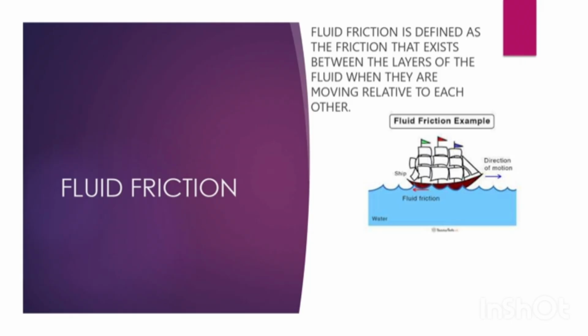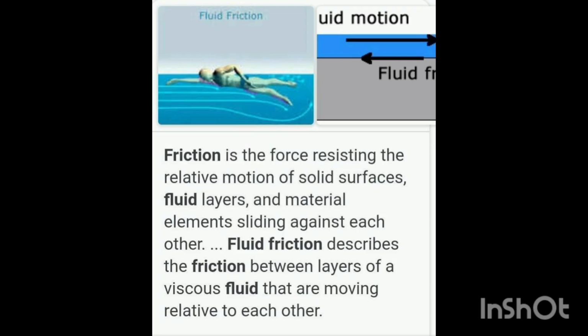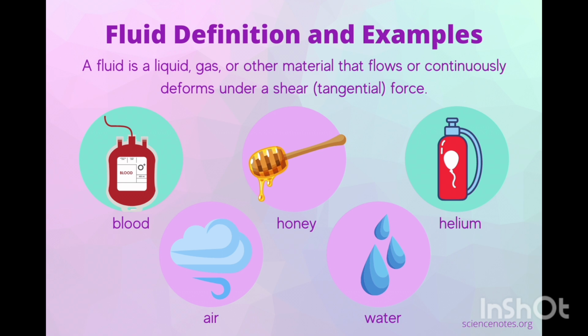Let's see another type of friction, fluid friction. Fluid friction is defined as the friction that exists between the layers of the fluid when they are moving relative to each other. When we talk about fluid, it doesn't mean only liquid. Fluid is a substance which will flow continuously, so it may be liquid or gas. In fluid, both gas and liquid come.